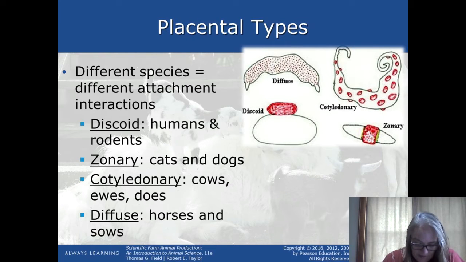Some animals, like humans, have a particular area where all the exchange happens. Others, like sows and mares, have diffuse attachment where the whole lining of the uterus interacts. And then there are lots of details to know about each of these placental types. If you are a producer with reproducing females on your place, you probably want to know and understand the placental type of your variety of animal so that you can diagnose some reproductive problems.